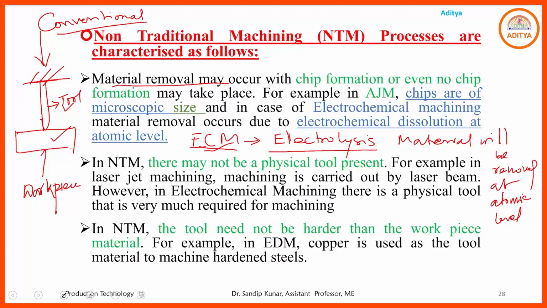Here more energy is used in conventional machining, and sometimes the chips, continuous, discontinuous or built-up, are formed. Those chips may sometimes affect the operators. But in non-traditional machining processes, there is no physical contact between the tool and workpiece, so the operator is not affected, and no effort is needed while operating the machines.